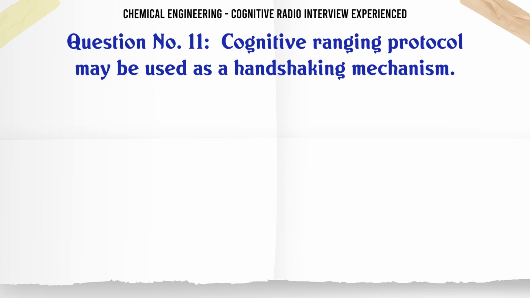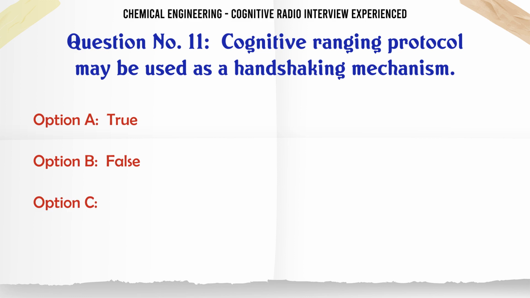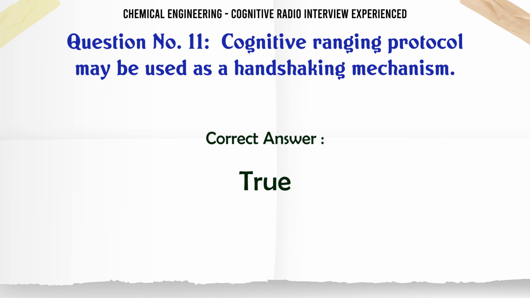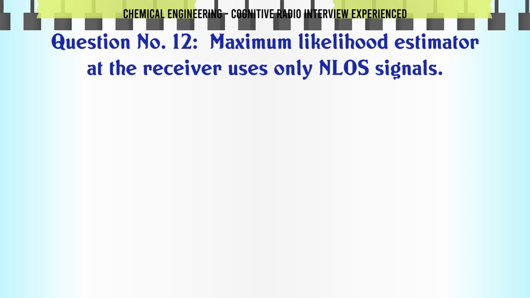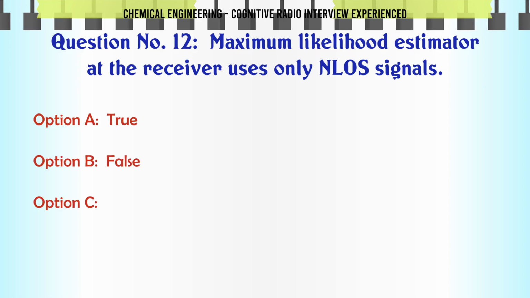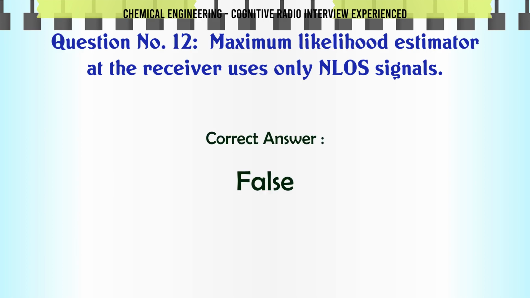Cognitive ranging protocol may be used as a handshaking mechanism. A. True. B. False. The correct answer is true. Maximum likelihood estimator at the receiver uses only NLOS signals. A. True. B. False. The correct answer is false.